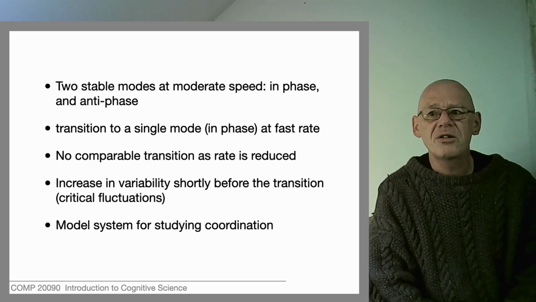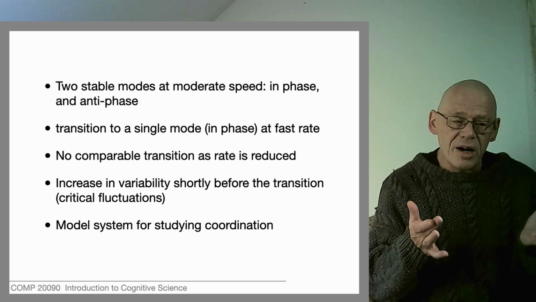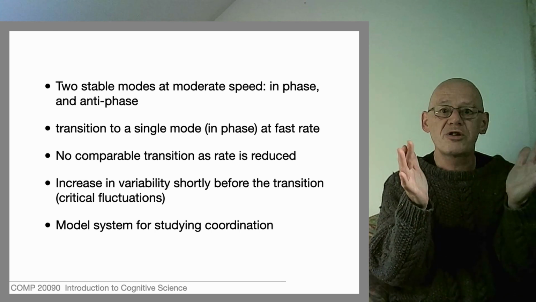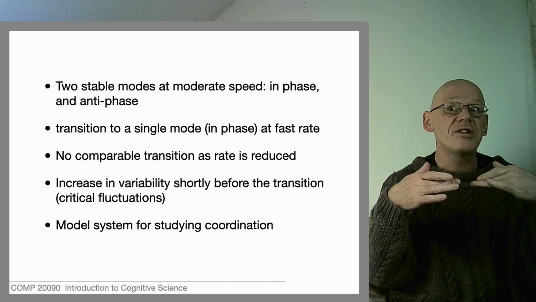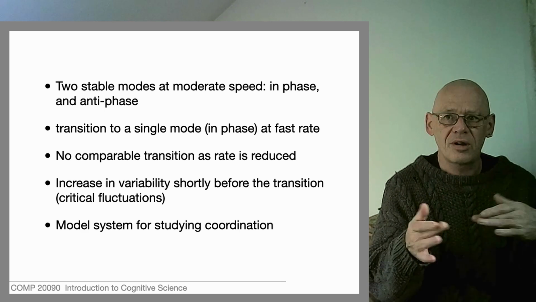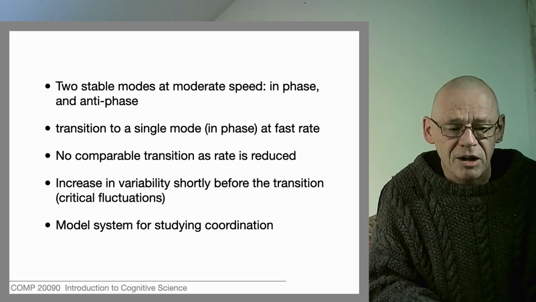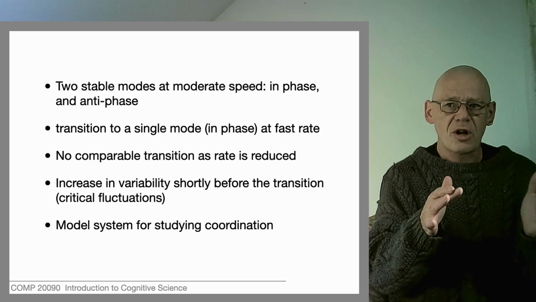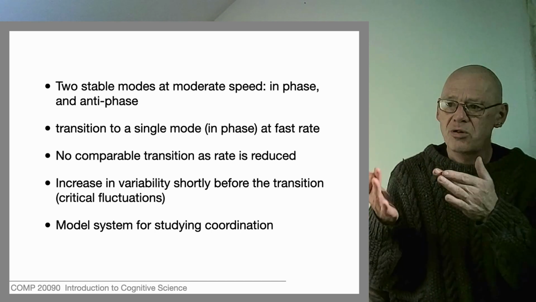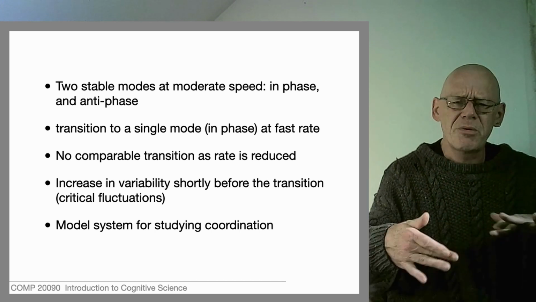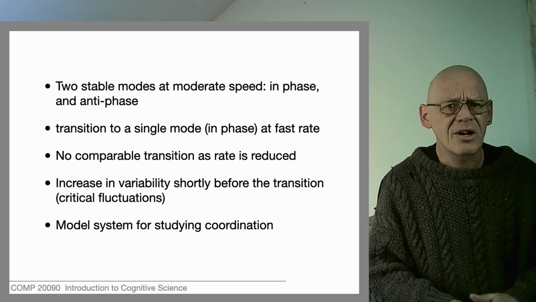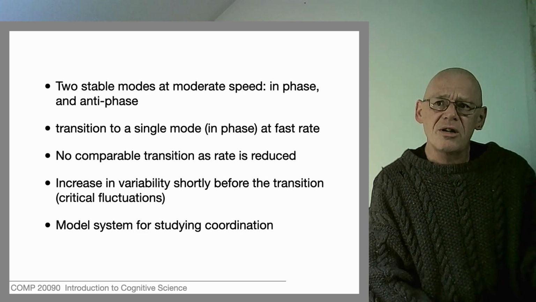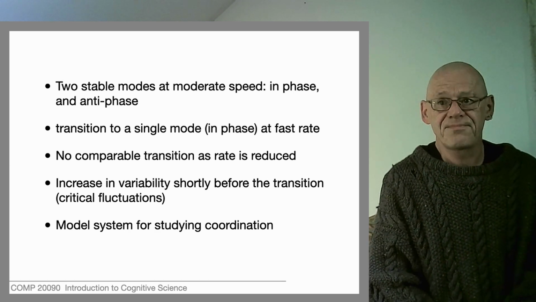There are some detailed things you can observe on this system just before you switch from one mode to the other. For example, the system goes a bit crazy and everything gets a little bit uncoordinated. That's quite typical of biological systems. Shortly before moving from one stable state to another stable state, everything has to become a little bit less coordinated before it can settle down again. It's a very deep principle. So this is a useful model for studying coordination.